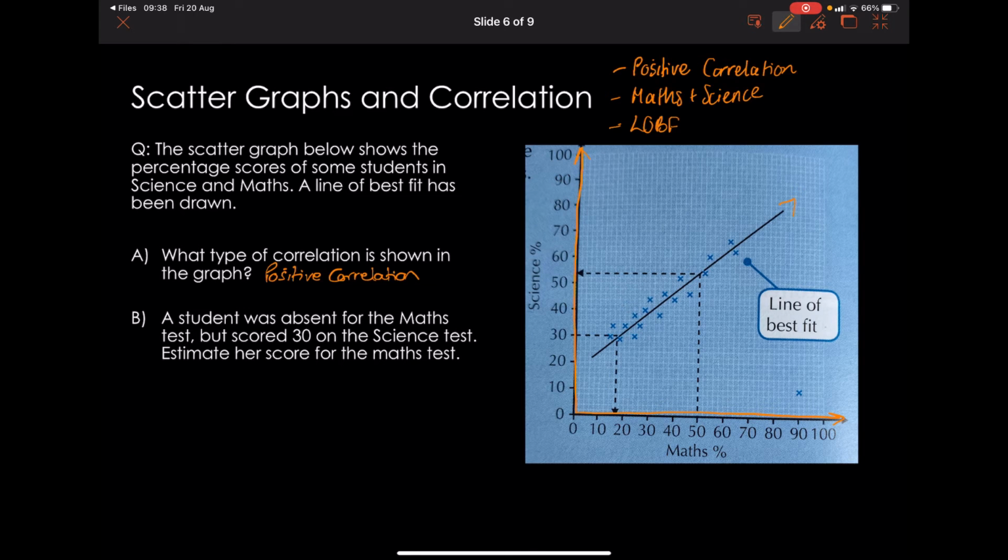Question B says, a student was absent for the maths test but scored 30 on the science test. Estimate her score for the maths test. So what we do, it tells us the science test score, okay, and it was 30. You can see that it's been done on the diagram anyway. So what we do is we go across to the line of best fit, and once we hit the line of best fit, we go down to the maths score, okay, and that looks like it's about 16%. Okay, so not very high. It could be 18. But it looks a little bit, I'm not sure, maybe 16.